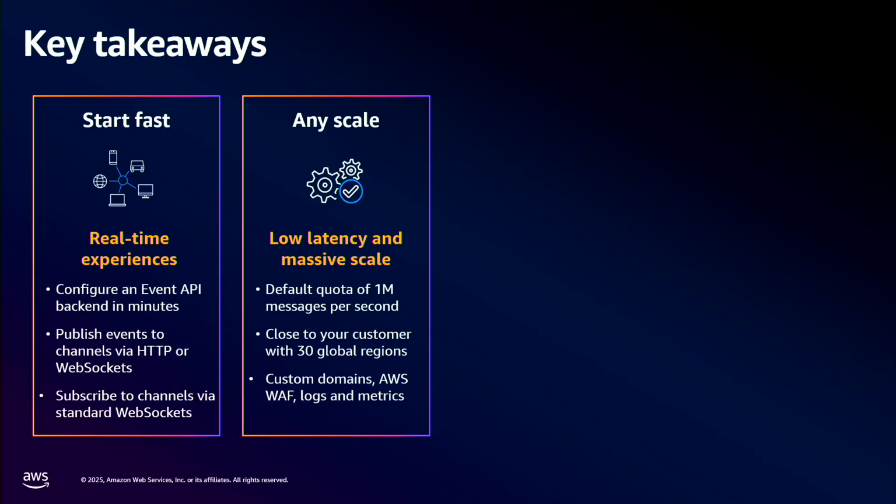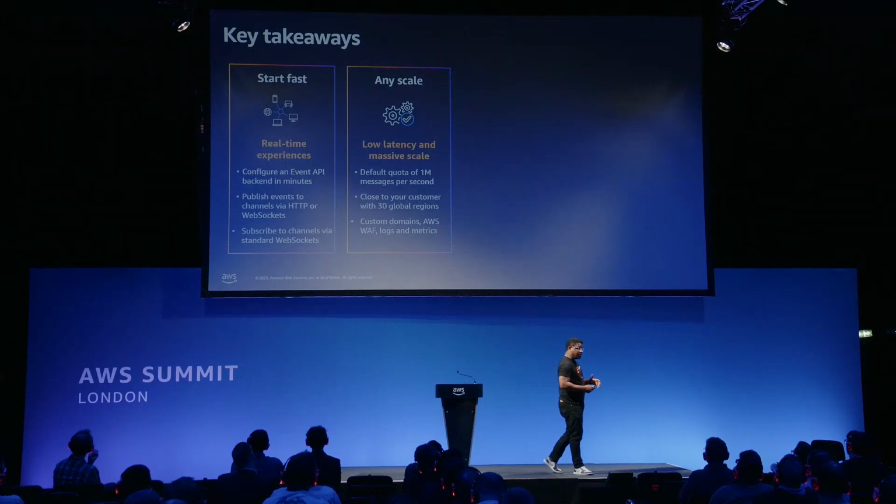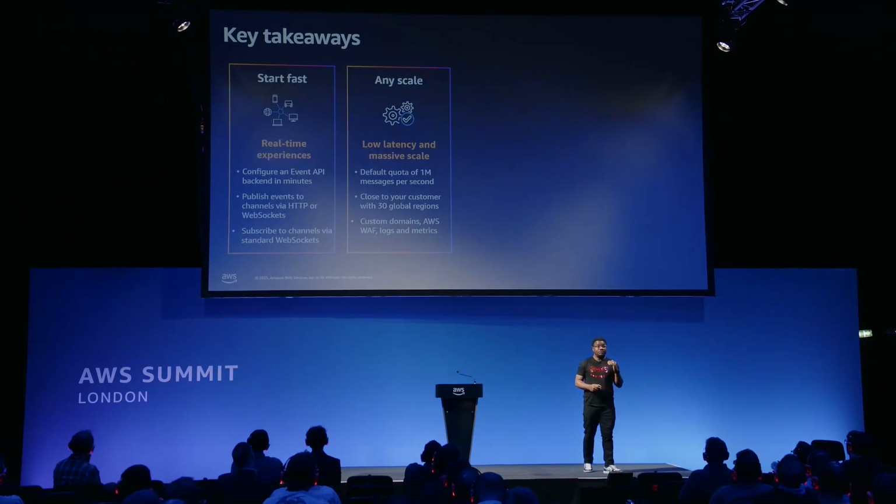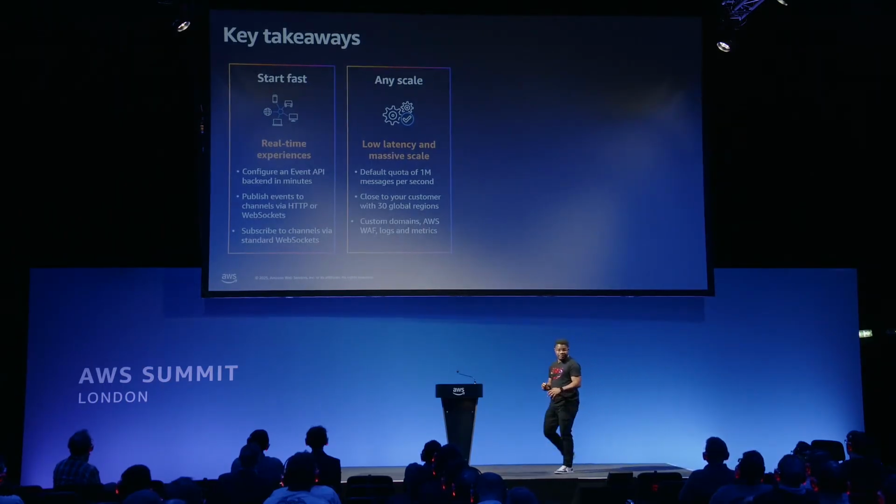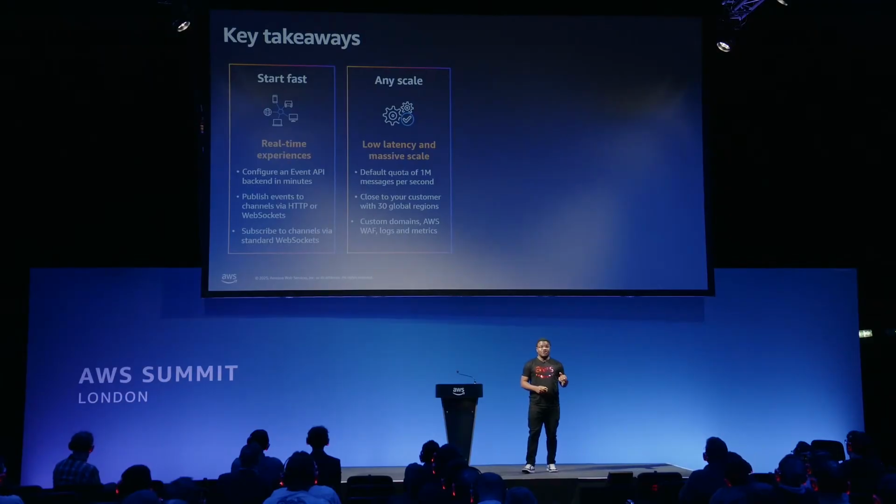AppSync Events API supports any scale. We provide you a default quota to publish to 1 million subscribers per second, and this quota is adjustable. In terms of publishing, you can also have 10,000 publishes per second. This is inbound messages to your Events API endpoint, and this is also adjustable. So based on your use case, we can work together to make sure we set up your API to meet your requirements.